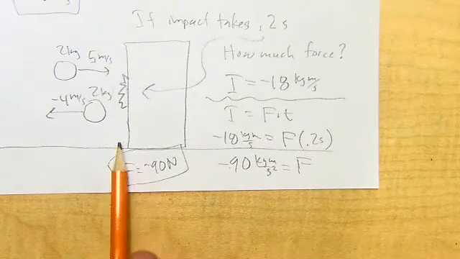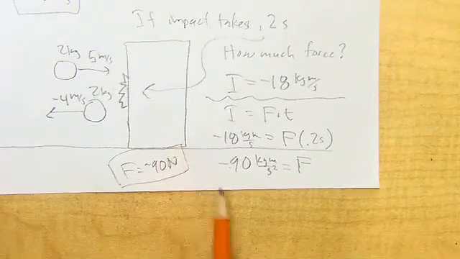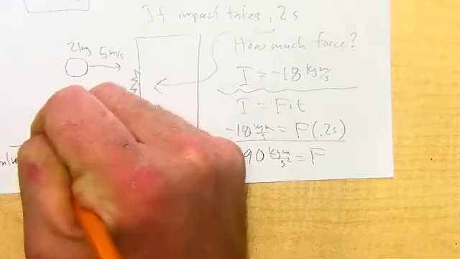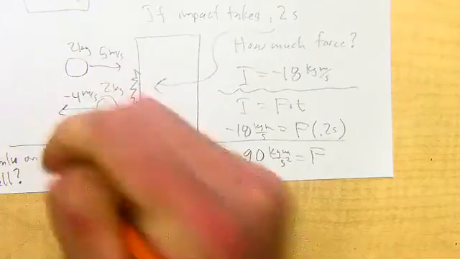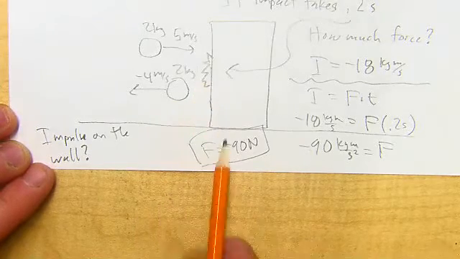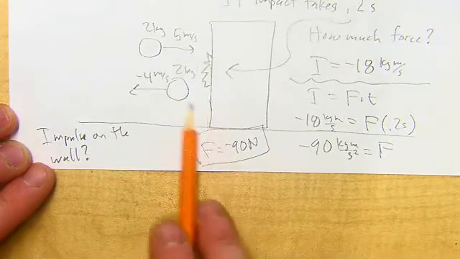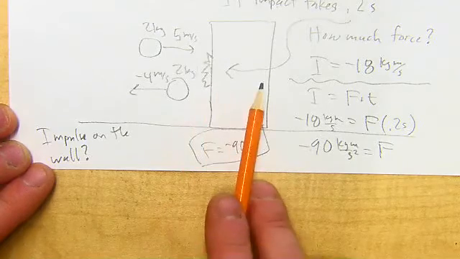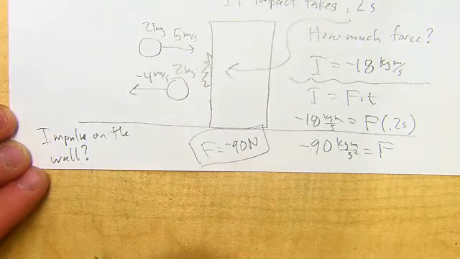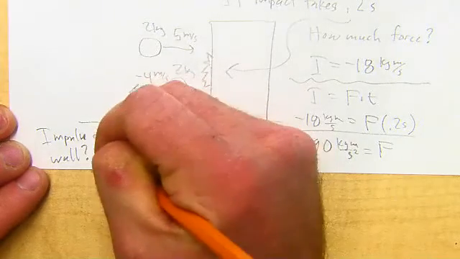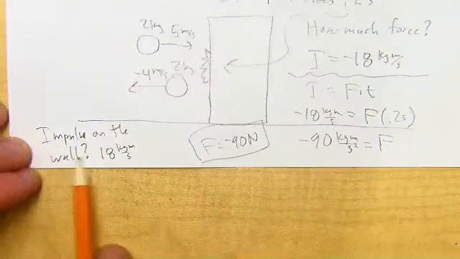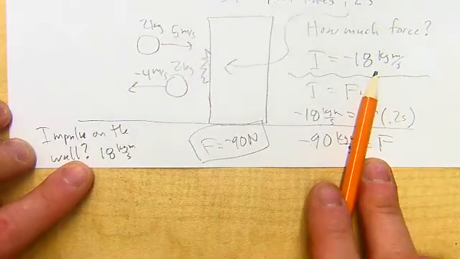Okay, some other questions you're going to run into. What's the impulse on the wall? Well, if you think about Newton's third law, if the force on the ball is 90, the force on the wall is also 90. It's an action-reaction. Ball pushes on wall, wall pushes on ball. So the impulse on the wall is also negative 18. Positive 18 actually, because it's going the other direction. So it is going to be opposite sign, but same amount.